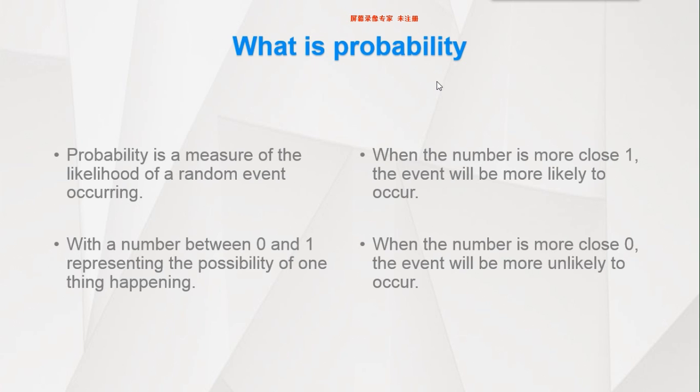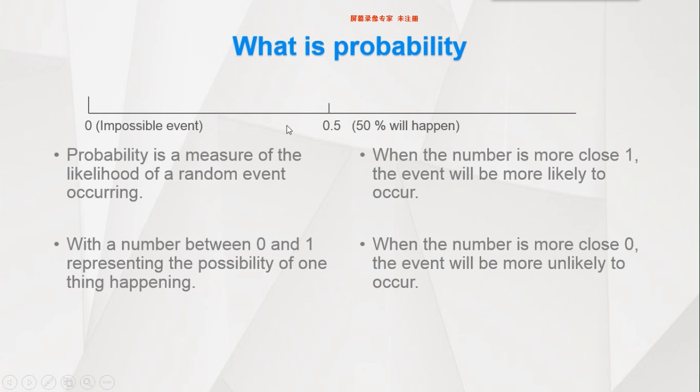I think we can easily understand this by this number axis. We can see the likelihood of an event from 0 to 0.5 to 1. It means the impossible event, an event with a 50 percent chance of happening, and the certain event. We can also see the likelihood is increasing as the number increases. Okay, this is the definition of probability.